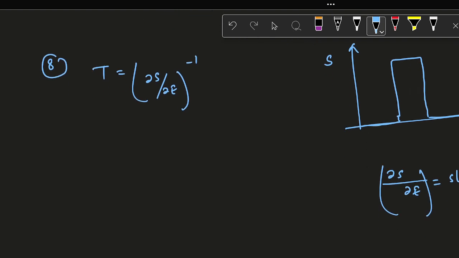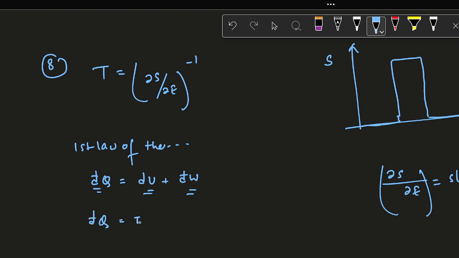And why temperature is like that, I will also explain that to you, because you see from the first law of thermodynamics, you know the energy conservation says that dq equals du plus dw. Heat energy equals internal energy plus work done. So also we know that dq equals TdS, right?